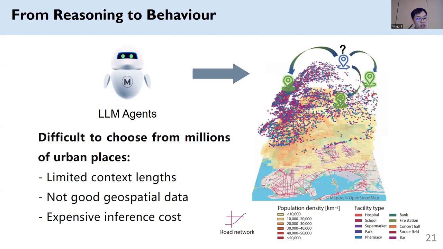It can all be summarized as: how to choose from millions of urban places. That's just too complex an urban space. LLMs have limited context length, and they don't understand geospatial data very well. It's also very expensive if we want to put all the places into their choices. So how can we ground the reasoning power of LLMs in the context of urban space?